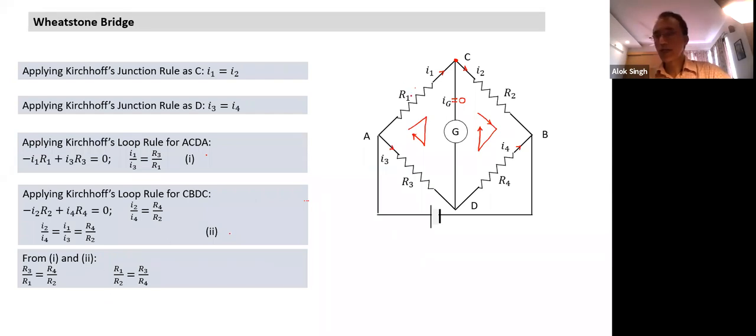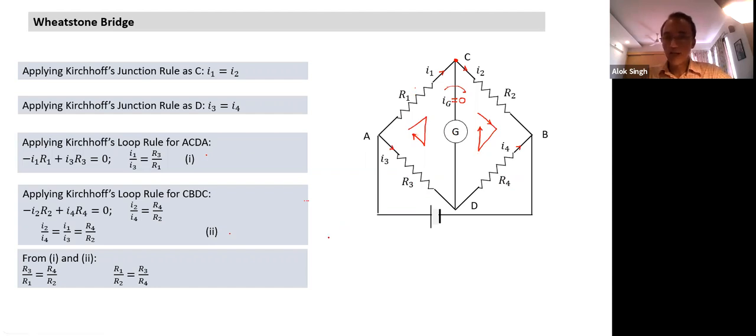So what is the condition here? The ratio of two adjacent resistances, R1 and R2, has to be equal to the ratio of the other two. That's the condition for balance. If the resistances bear this ratio, no current will flow through the galvanometer. This combination can also be used to find an unknown resistance. If three resistances are known and one is unknown, I can find the value of the unknown resistance using a balanced Wheatstone bridge.